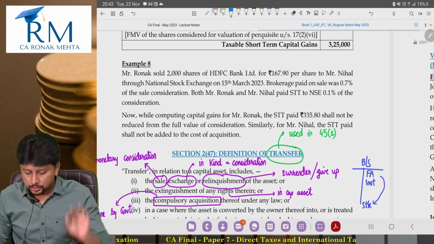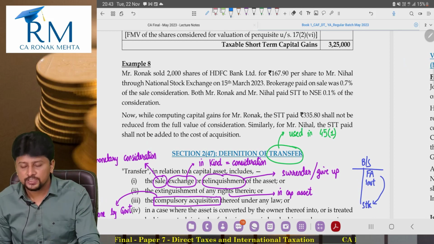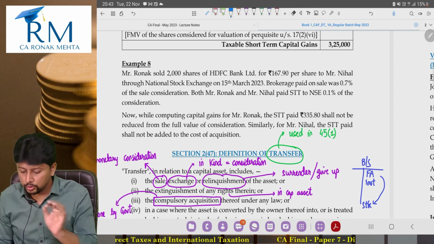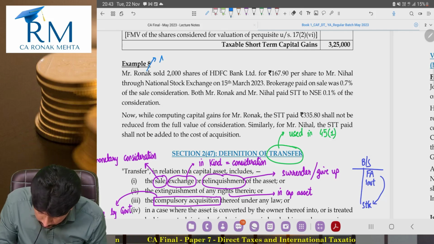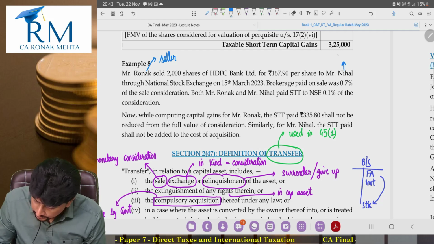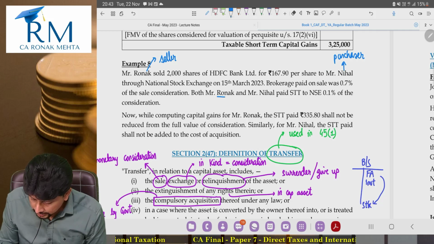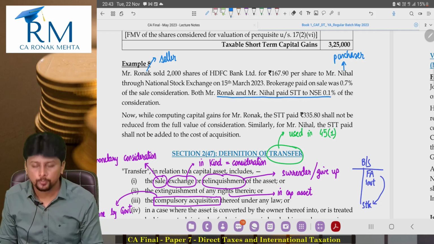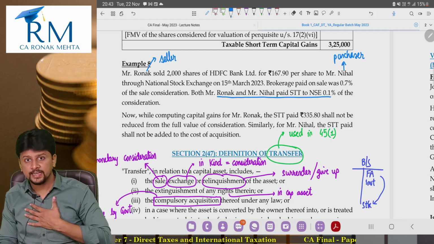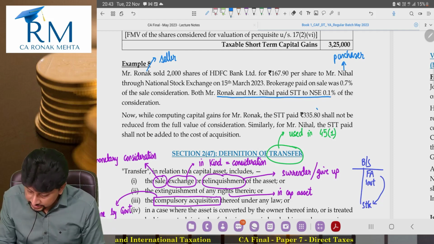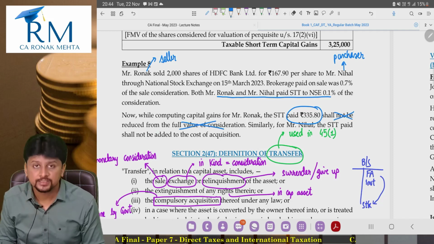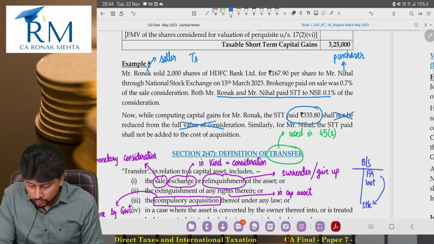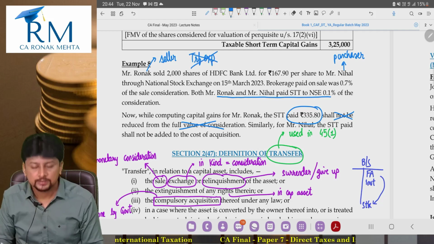Mr. Ronak sold 2000 shares of HDFC Bank Limited at 167.90 per share to Mr. Nihal through National Stock Exchange. So in this case, who is Ronak? Ronak is the seller. And who is Nihal? Nihal is the purchaser. Both Mr. Ronak and Mr. Nihal paid STT of 0.1%. So for me it's an expense, yes. But the STT that I have paid will not be reduced from the full value of consideration. So seller, you cannot subtract this as transfer expense.